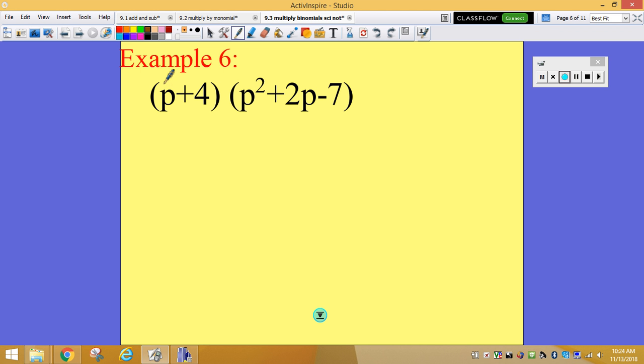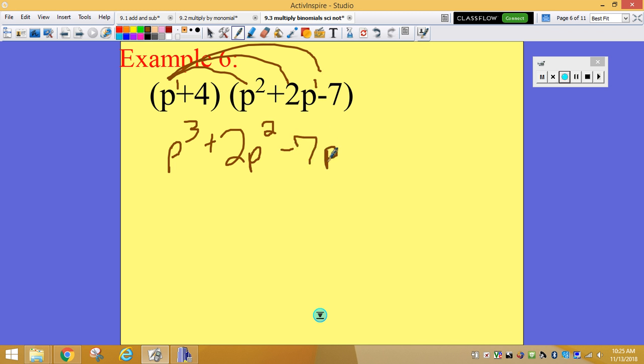Again, not hard. We're going to take our p and we're going to multiply it to all 3. P times p squared is p to the third, because this really has a 1. P times 2p is 2p squared, because I added the ones. 1 plus 1 is 2. P times negative 7 is negative 7p.